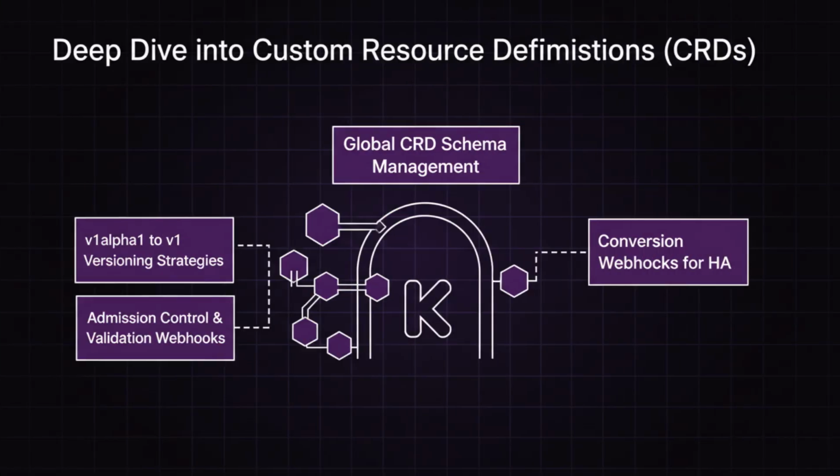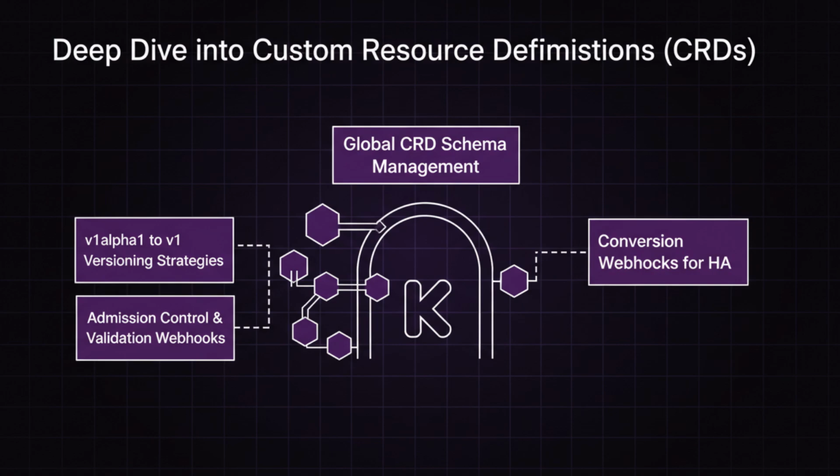Let's examine the CRD itself. Since CRDs are cluster-scoped, defining a CRD makes it available to all tenants. This creates a governance challenge. If you have multiple versions of an operator running, they must all be compatible with the current CRD schema. We manage this through conversion webhooks, which allow the API server to transform resources between different versions, like v1alpha1 and v1beta1, on the fly. This is critical for high-availability clusters where downtime is not an option.